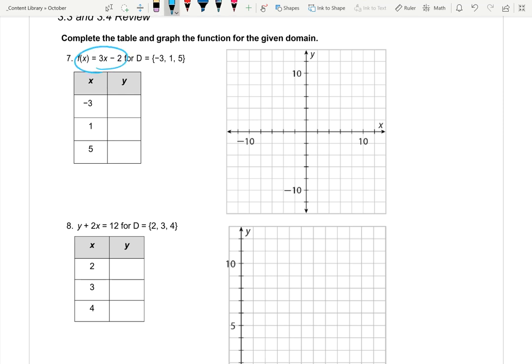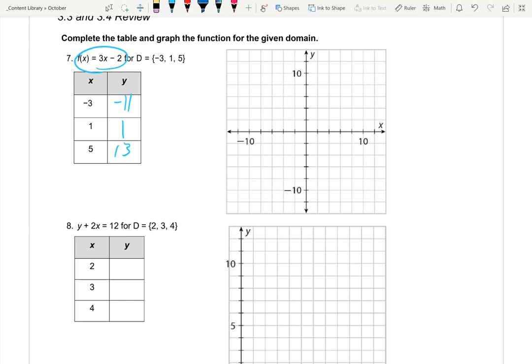Our function in number 7 is 3x minus 2, but we're going to be plugging in first -3. So we're going to have 3 times -3 minus 2. And 3 times -3 makes -9, and -9 minus 2 ultimately becomes -11. So that's 1 point for us that we'll have to graph. Now let's plug in the next x value, which is 1, right? 3 times 1 is going to be 3, and then 3 minus 2 makes 1, so that'll be the point (1, 1). And then one more, we have to plug in 5. So when we plug in 5, 3 times 5 makes 15. 15 minus 2 makes 13. And so I've found all my y values, all my output values for each input value.